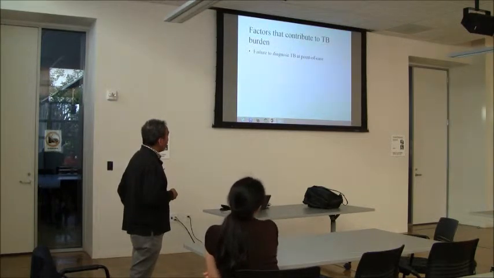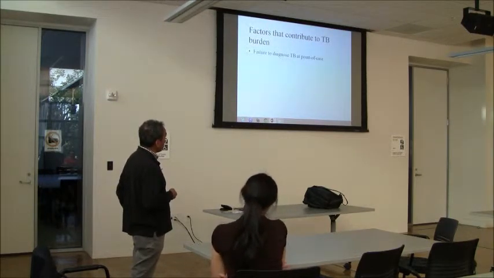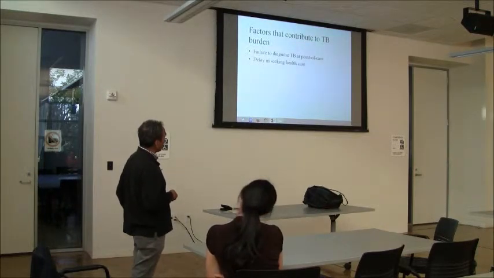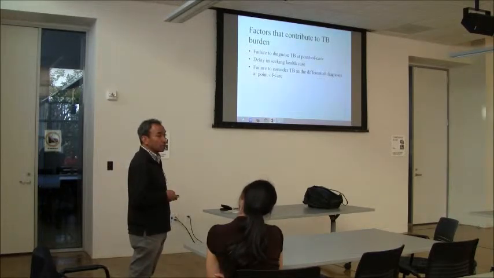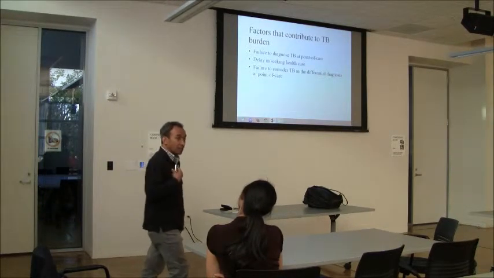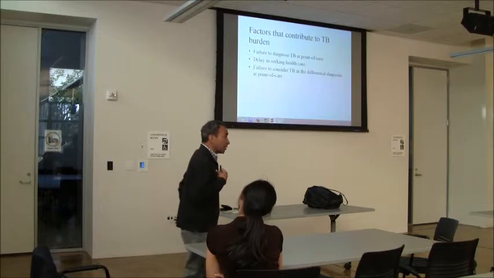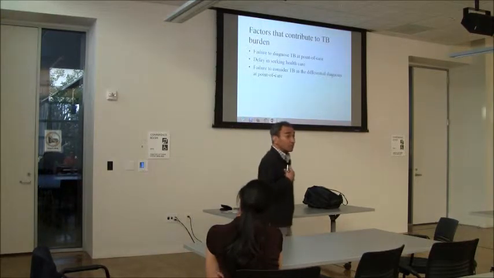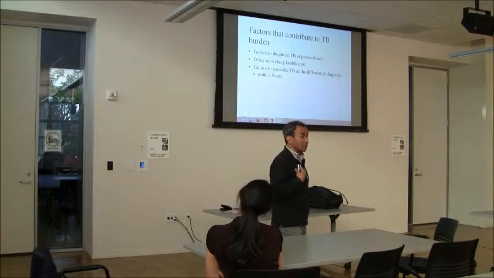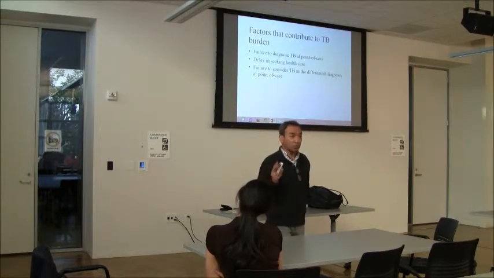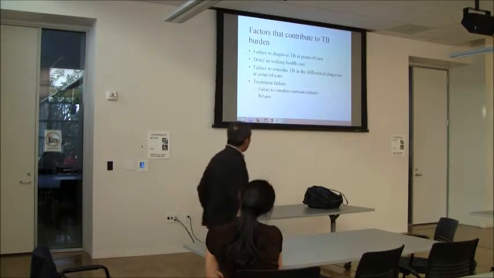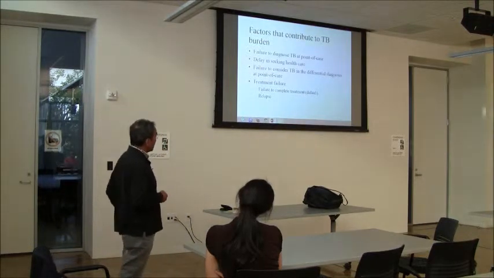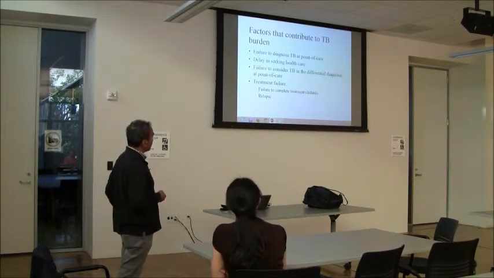So we need to consider these: failure to diagnose TB at point of care, delay in seeking health care, failure to consider TB in the differential diagnosis at point of care. If somebody comes into a clinic with lung disease, 90% of the time it's not TB. Okay? There are all kinds of other things that cause lung disease. So the important thing is, of all those lung diseases, which one is TB? And that's called differential diagnosis. Okay. And then treatment failure, either failure to complete treatment or relapse.